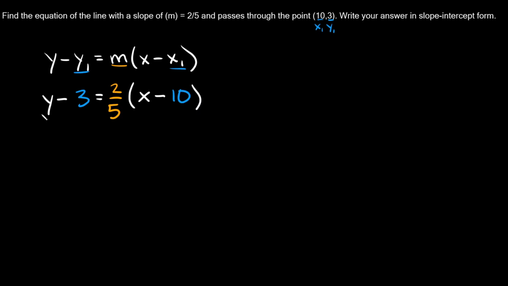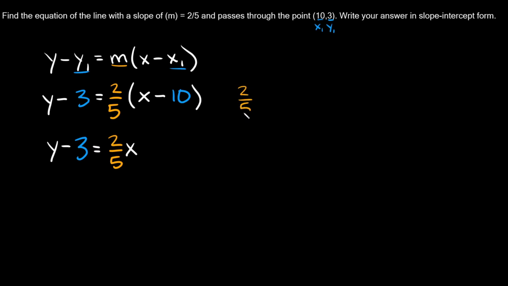Now let's simplify this a little bit. The next thing we do is take our slope and distribute it into what's inside the parentheses. We multiply 2/5 by x, and then multiply it by 10. So y minus 3, we'll just leave as y minus 3. That's equal to 2/5 times x, which is just 2/5 x. Now 2/5 times 10, let's do that on the side.